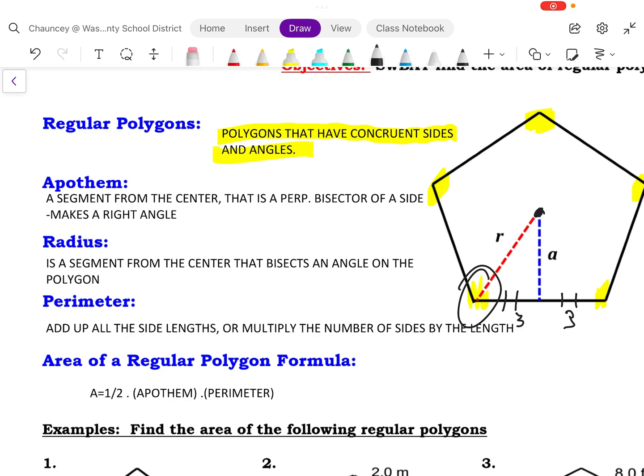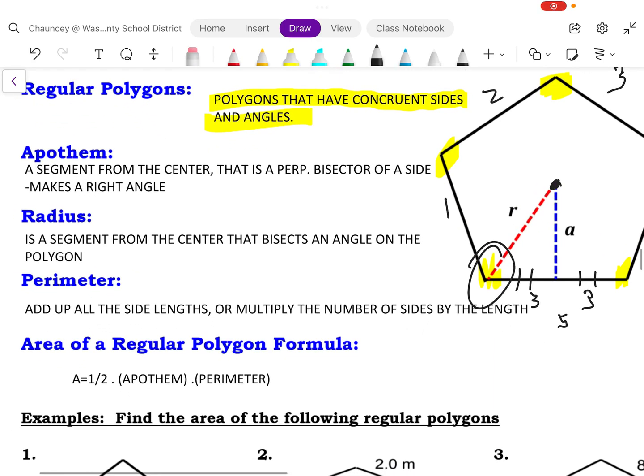What is the perimeter? The perimeter adds up all of the sides, or you could take each side, as we have 1, 2, 3, 4, 5 here. 5 times 6 would give you 30 if we were to add that up. All right, so that is going to be our perimeter.